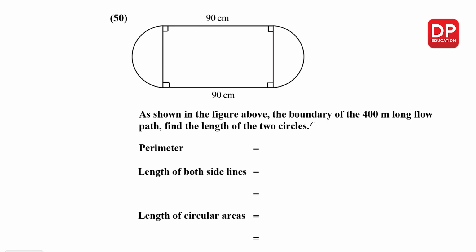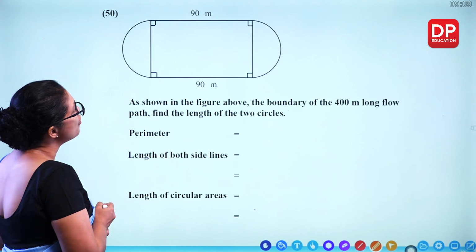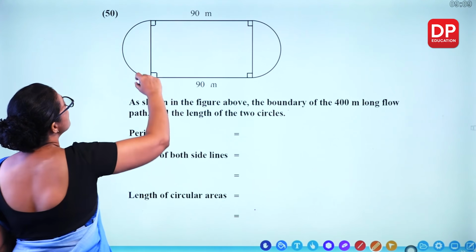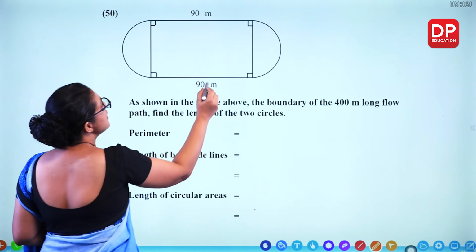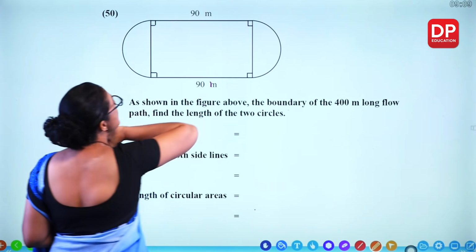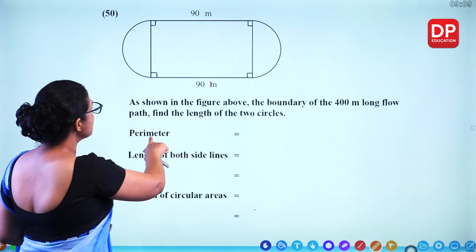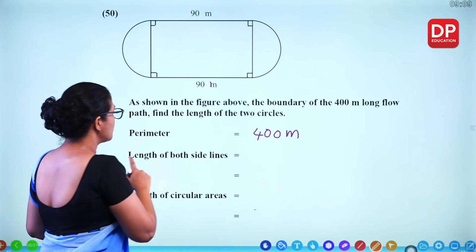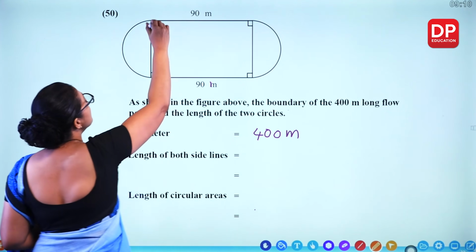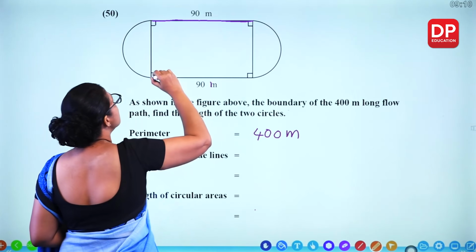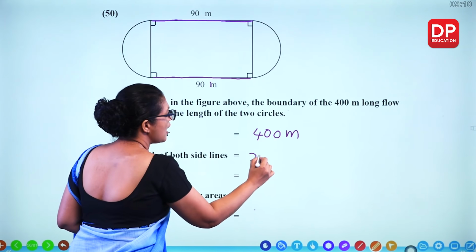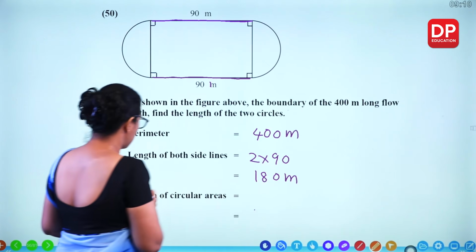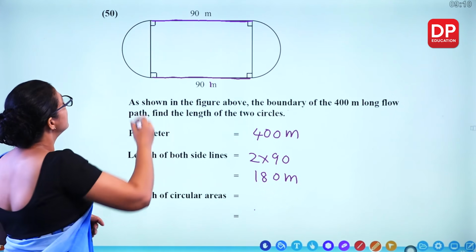Now look at this one. As shown in the figure above, the boundary of a 400-meter long flow path, find the length of the two circles. So the whole thing is 400 meters. So this is 90 meters, this is 90 meters. So what's the perimeter given? 400 meters. So length of both side lines, this line is 90, this is also 90. 2 times 90, that's 180 meters.